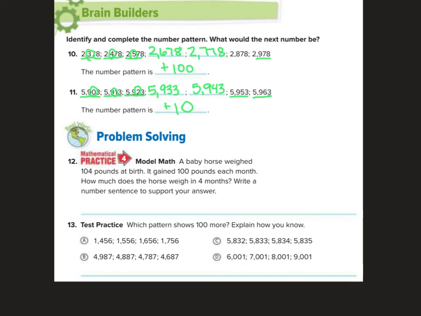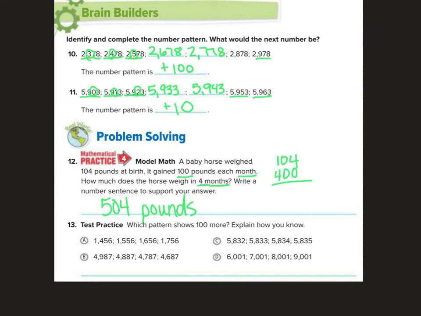Number 12, a baby horse weighed 104 pounds at birth. It gained 100 pounds each month. How much does the horse weigh in 4 months? So to me, if it's gaining 100 pounds each month, how much would it gain in 4 months means we need to add 400. So if I take 104 and I'm adding 400, then I'm going to have 504 pounds. So I better write pounds because I need to get my label in there since we're looking at a word problem.